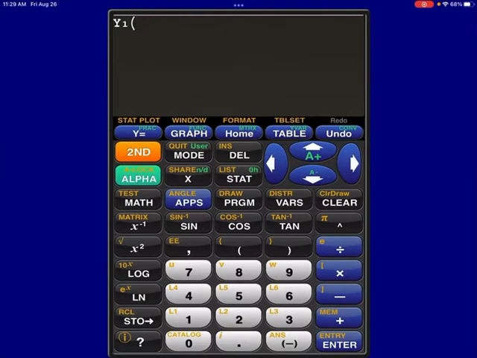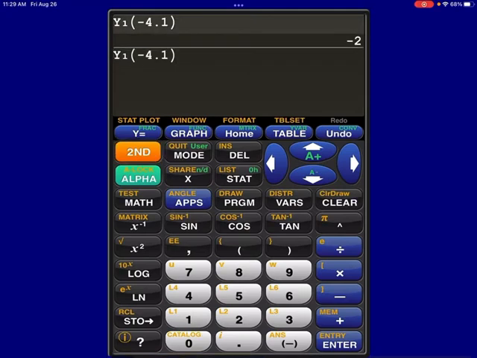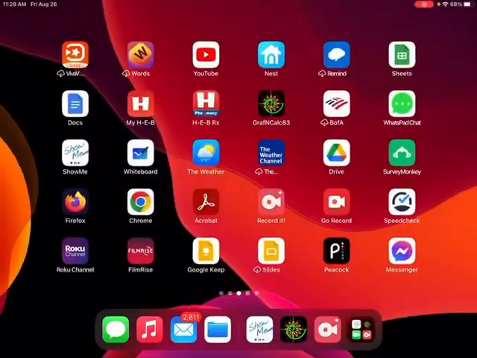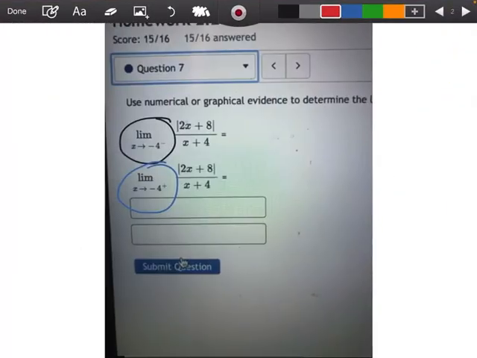All right, so let's try that. Let's take -4.1, and let's see what we're coming up with. I'm getting -2, okay? Let's try that again, but now let's put a 0 in there too. Enter, I'm getting -2, right? And I'm going to take a wild guess that if I do this a third time, I'm still going to get -2. Okay, so then I come back to my original question. So right here, I'm going to say my answer for the first part is -2.